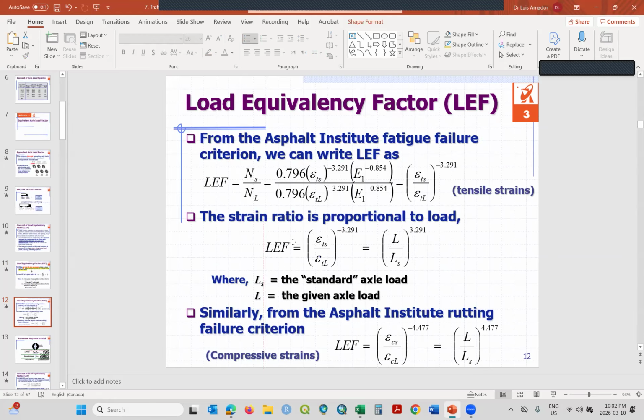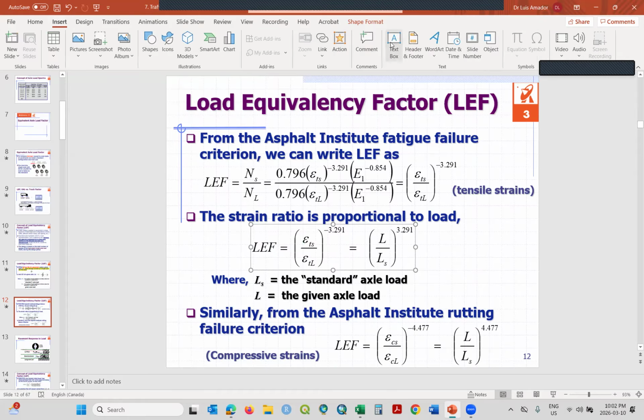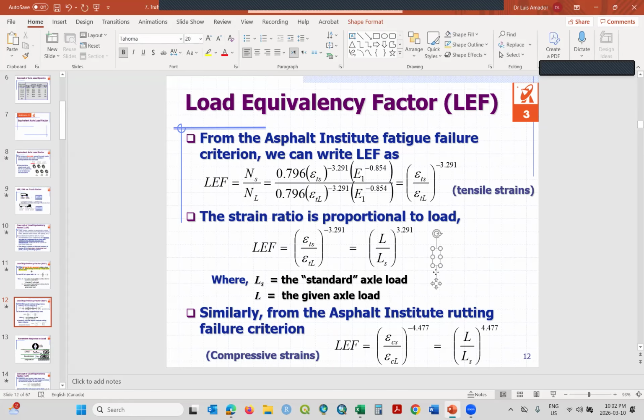So this one over here is actually the equation where you have your standard axle, so this is 18,000, and whatever is the load that you have, okay? So again, you will have a division of the load on the axle, and you will divide this over the 18,000 pounds or 80 kilonewtons. And all this is going to be raised to the power of 3.29.